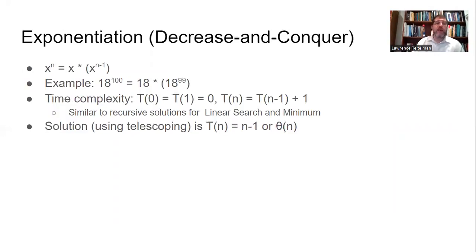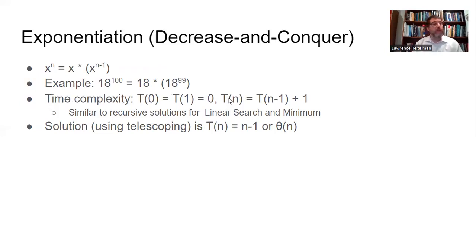Can we do better than that? And the answer is yes. First we're going to try something called decrease and conquer, where we say, okay, 18 to the 100th power is the same as 18 times 18 to the 99th power. So let's write a recurrence equation for that. If I have only 1 term or 0 terms, I don't need to do any work. In general, I need to do 1 operation for the multiplication plus solve the subproblem for 1 less. That's where this recurrence comes from. And what's the solution to this? Anyone remember? At this point, you need to remember that.